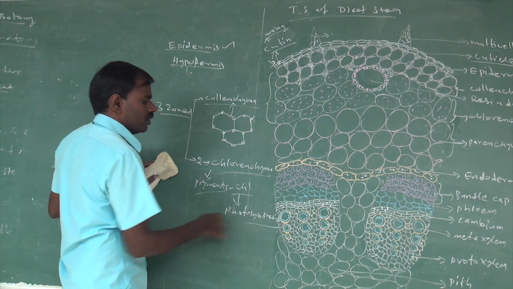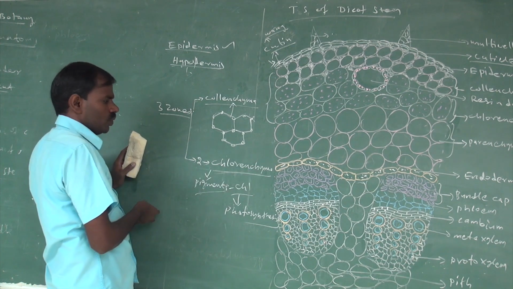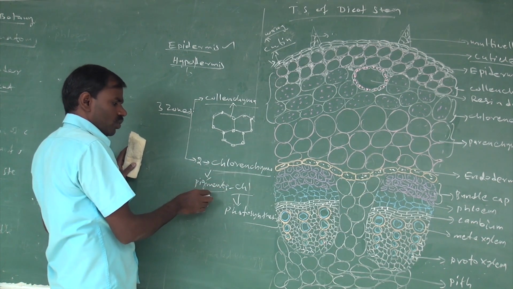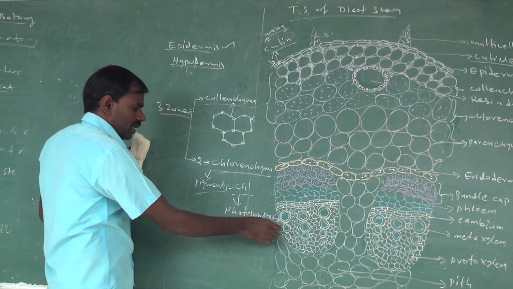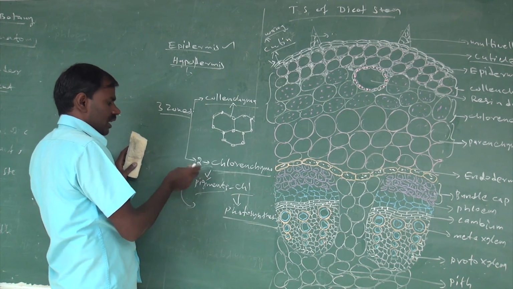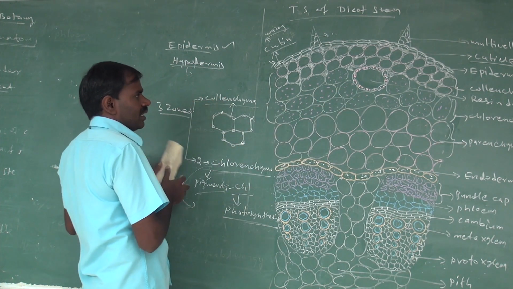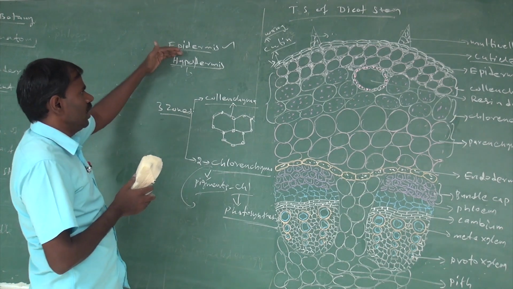Perform the photosynthesis process. The second zonal region is called chlorenchyma tissue. This chlorenchyma tissue has chlorophyll pigment, so it performs the photosynthesis process. In the chlorenchyma tissue, the second zonal region, resin ducts are present.